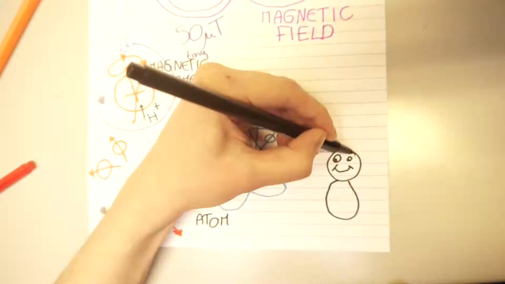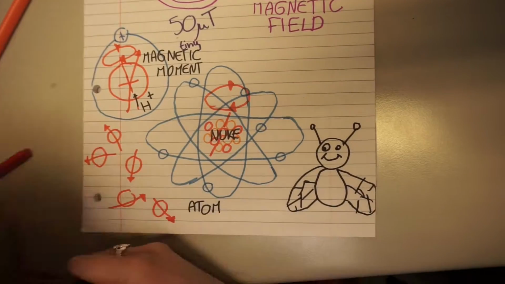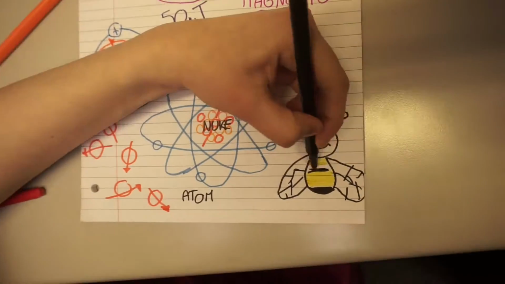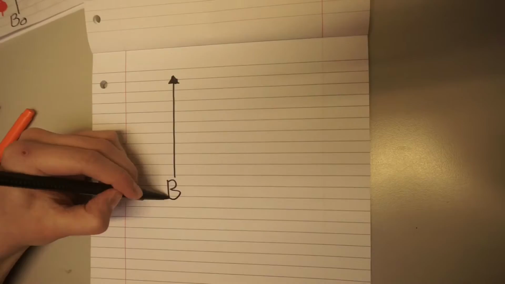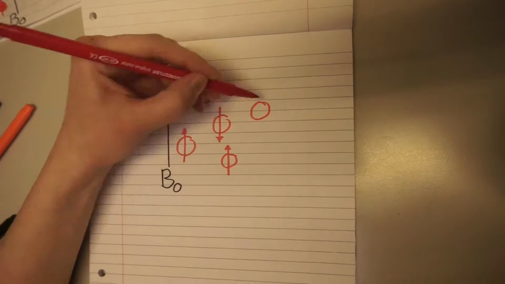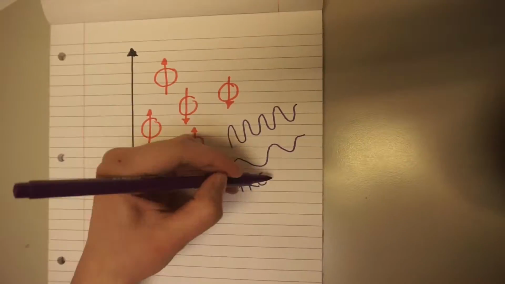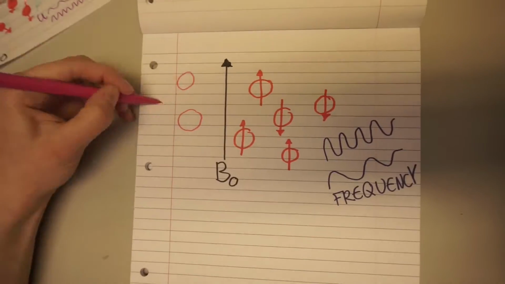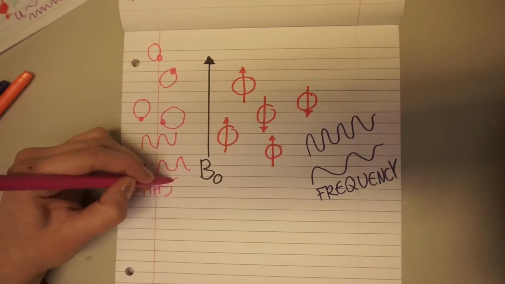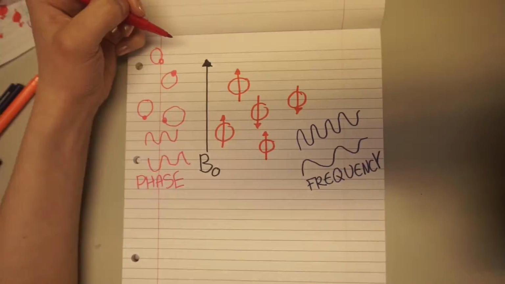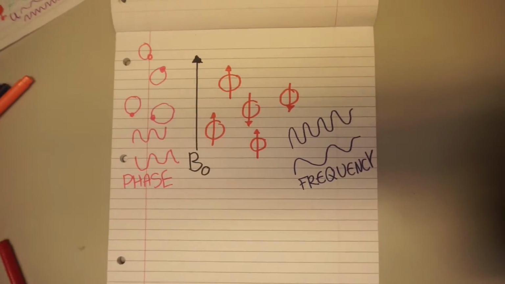However, if they're inserted into a stronger magnetic field, let us call it the B0 field, the spins of these protons align in a parallel and anti-parallel fashion with B0. Note the actual protons do not move themselves. Each spin precesses at a particular frequency, commonly called the Larmor frequency, but are often out of phase.